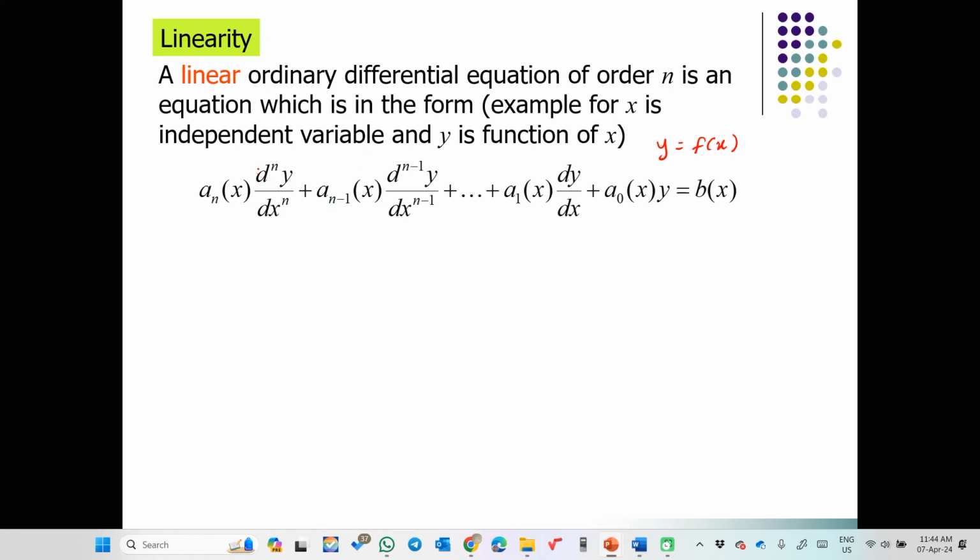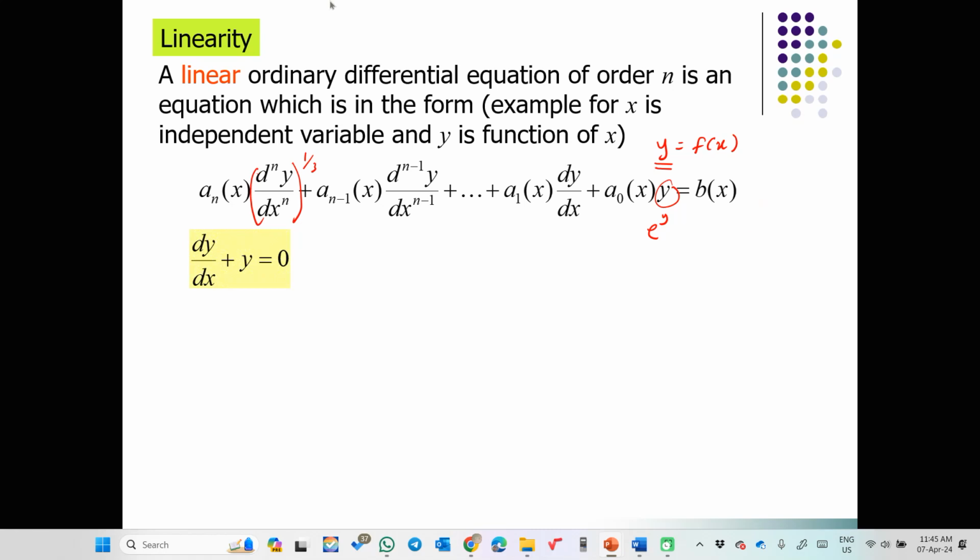For example, if we have d^n y over dx^n to the power of 1 over 3, this is not a linear equation, because of this power. Or if we have a function of y, like the exponent of y, this is also a nonlinear equation, because of the exponent function of y. This applies only to the dependent variable, in this case y.